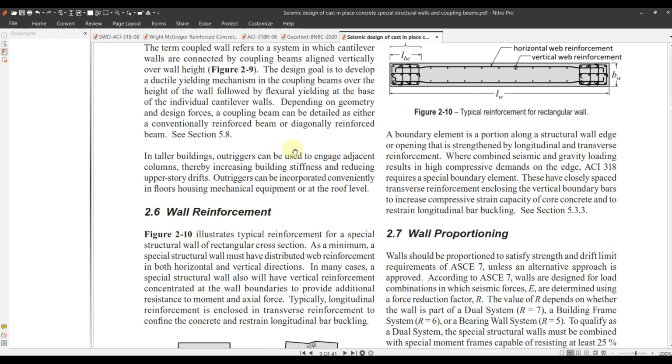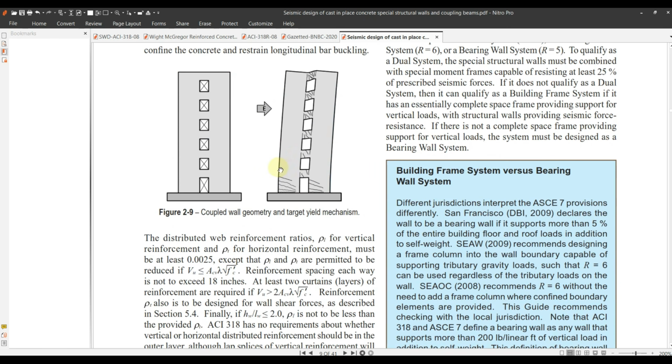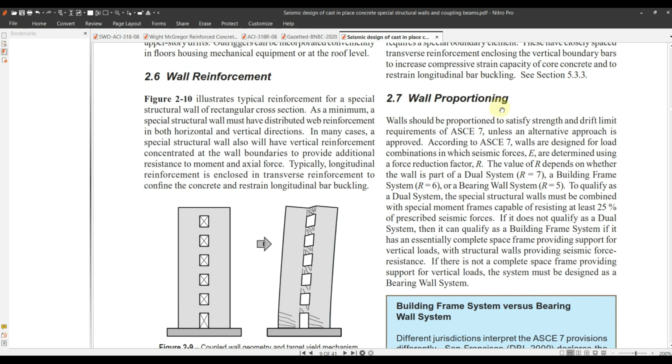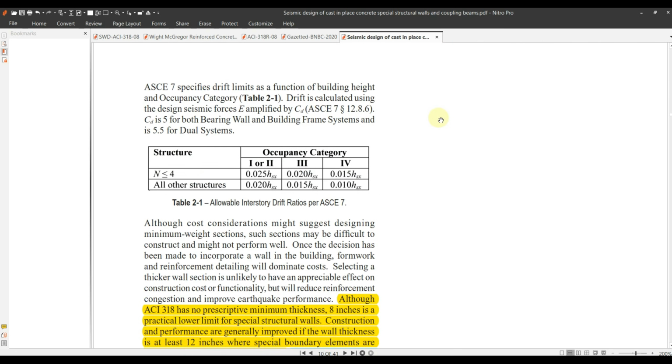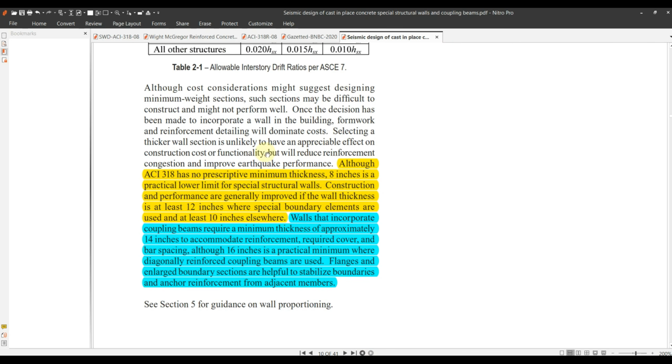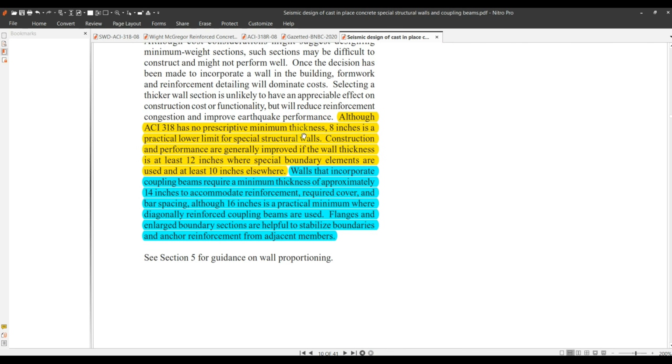So wall reinforcement, I have given you a little idea about it. Wall proportioning. There are actually no code requirements about the minimum thickness required for a wall. The minimum practical lower limit is 8 inches, so you should not go below 8 inches.